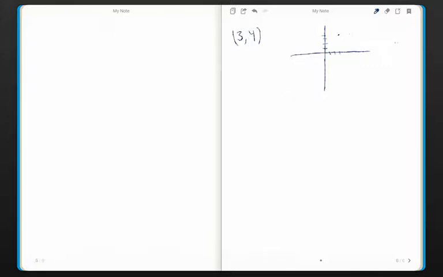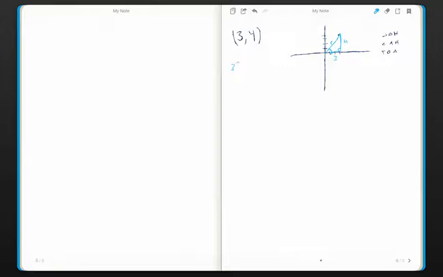Well, we already know SOHCAHTOA. And we know that when we're working in the Cartesian plane, we're working with 90-degree triangles. So if I were to look at this triangle, I have a 90-degree angle with sides of 4 and 3. And this is the theta we need to know to convert this, and this is our r.